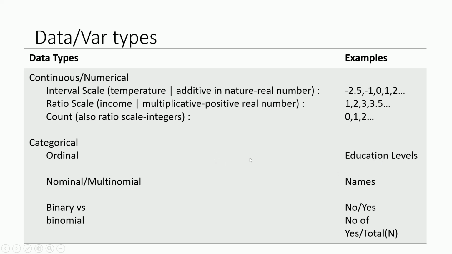So a person can be uneducated, or he can be matriculate, or he can have a bachelor's degree, a master's degree, or he can have a PhD as well. If we have different levels of a given data, we're talking about ordinal scale. The next type is the nominal or multinomial types, basically.